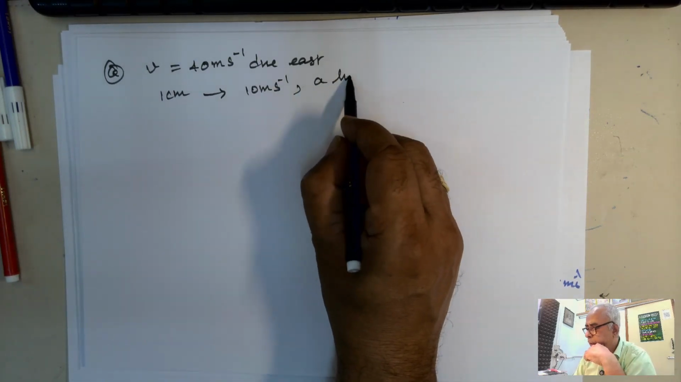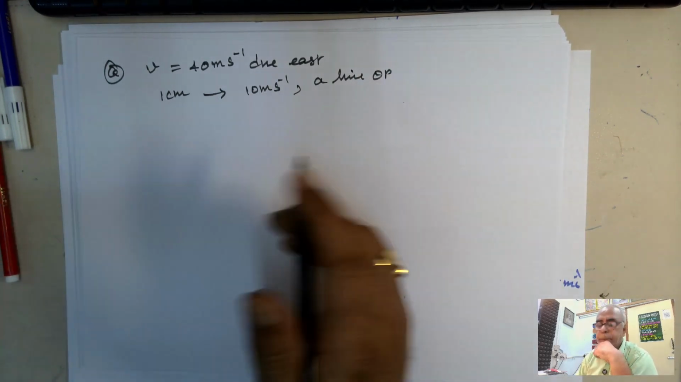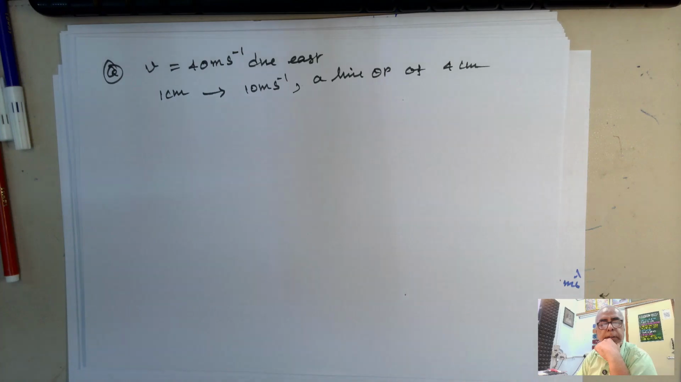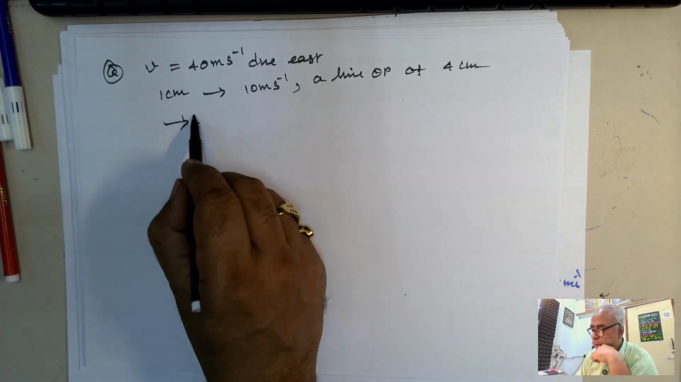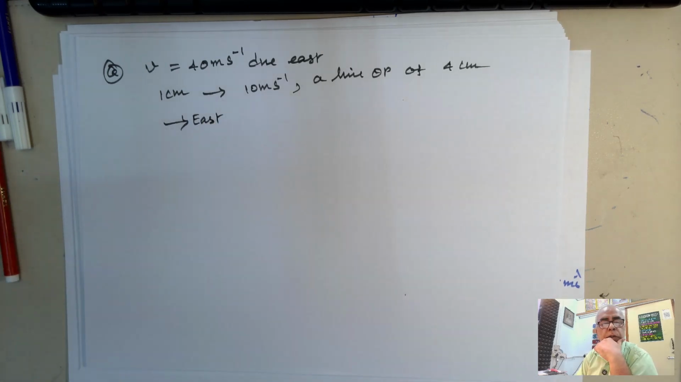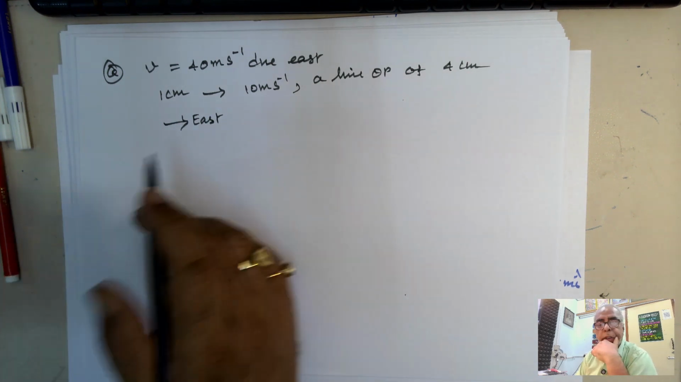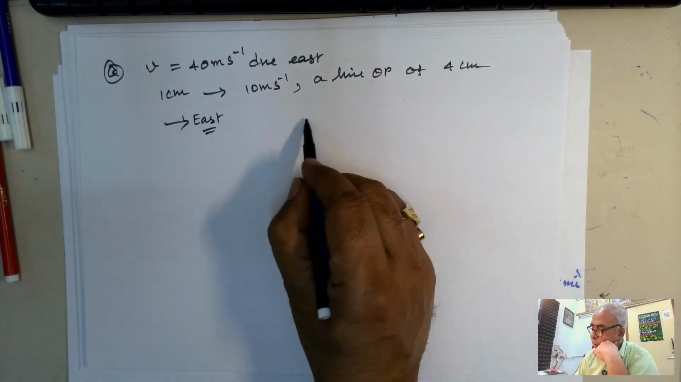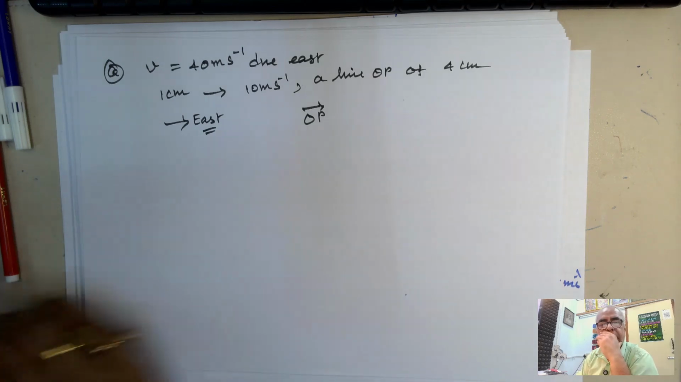a line OP of 4 centimeter in length, drawn towards east with an arrowhead at P, that is OP with the arrowhead at P, will completely represent the velocity of the body.